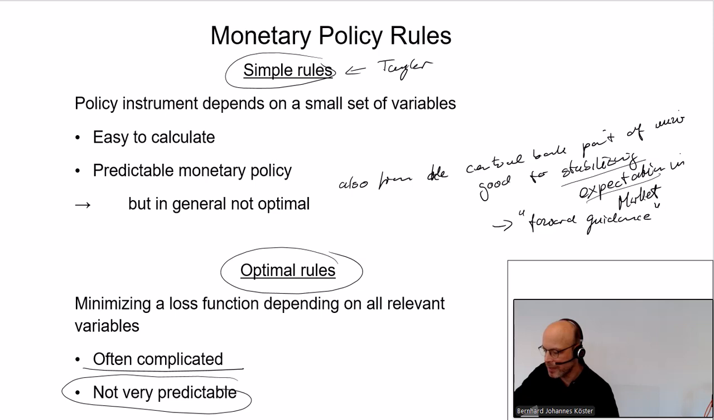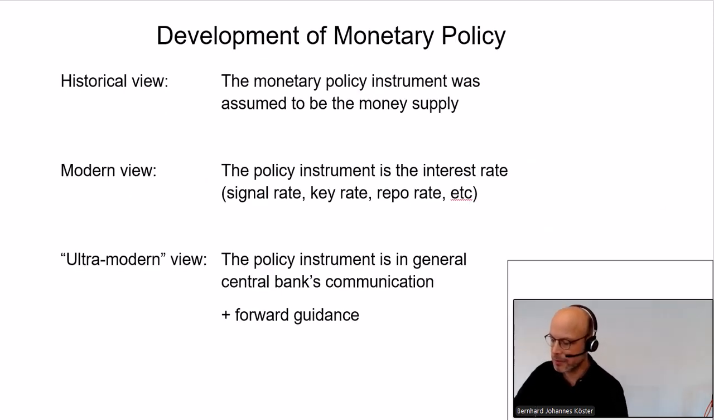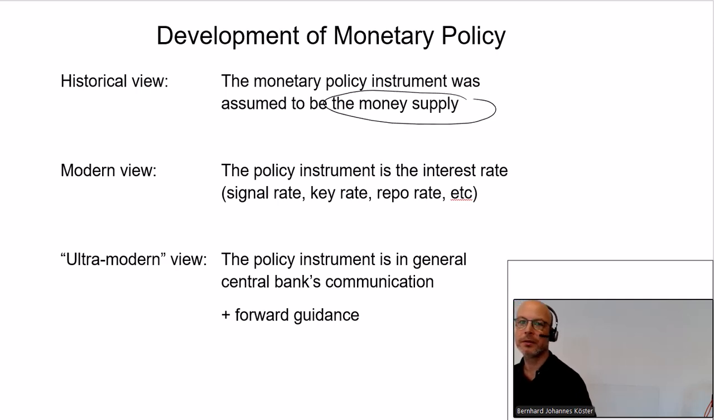So what then would really be the best approach in general? This is a very hard question. And yeah, from a historical point of view, we can say that we started somehow from this approach that we mainly look at the monetary aggregates. Then in practice it switched, and we said, okay, we look in general at the interest rate.